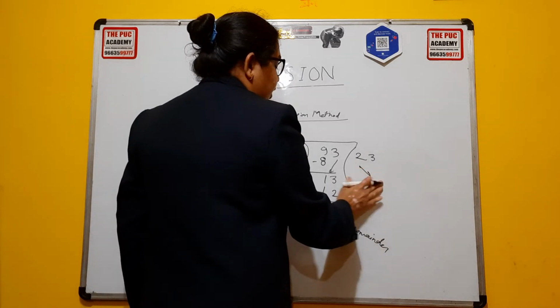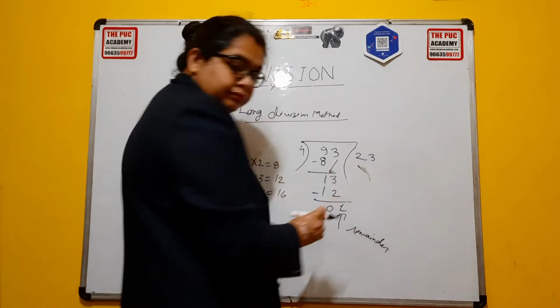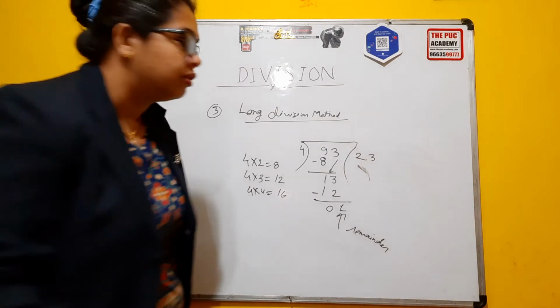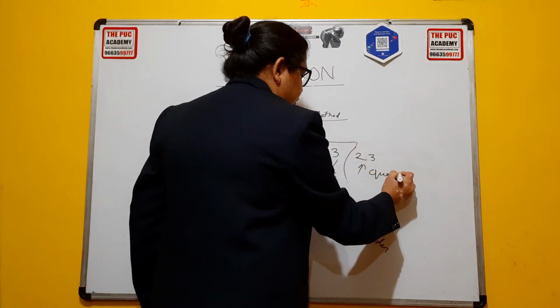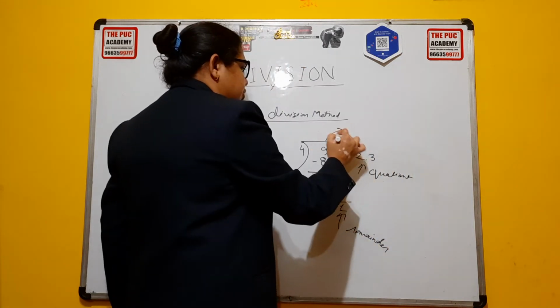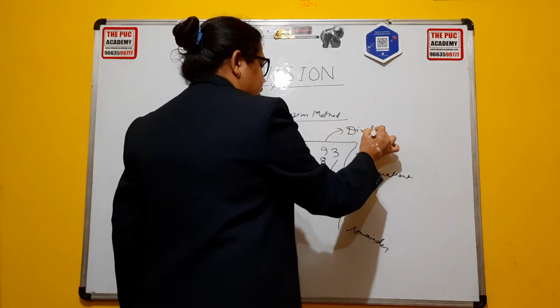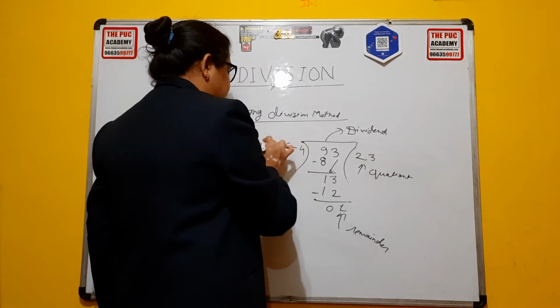This is your quotient. And this is your dividend. And this is your divisor.